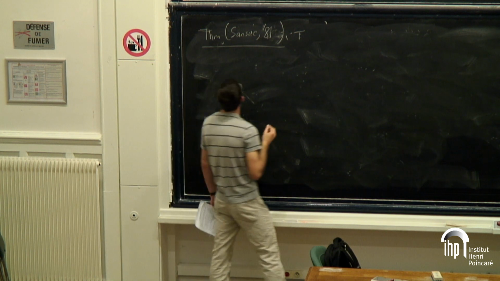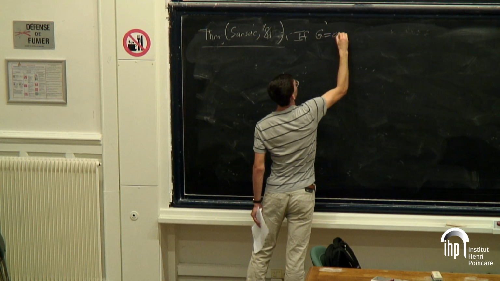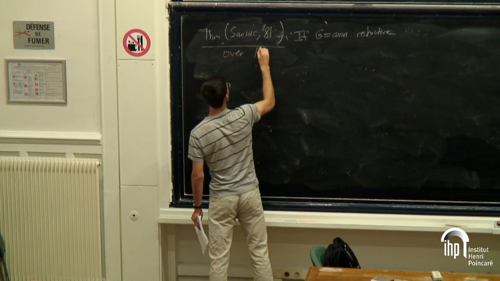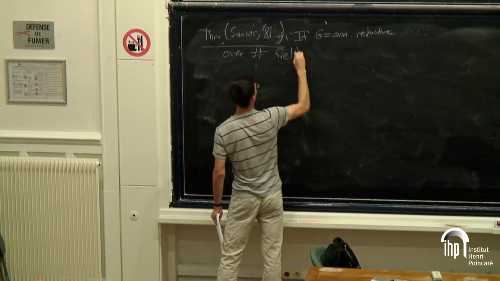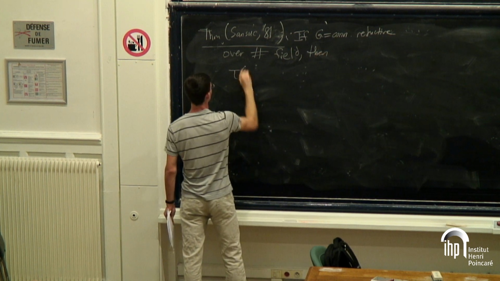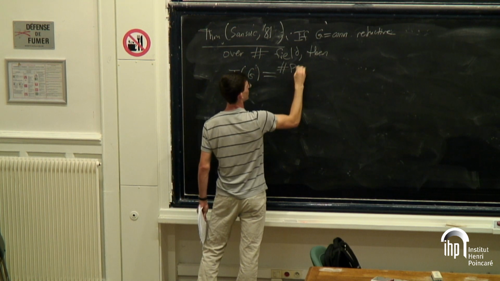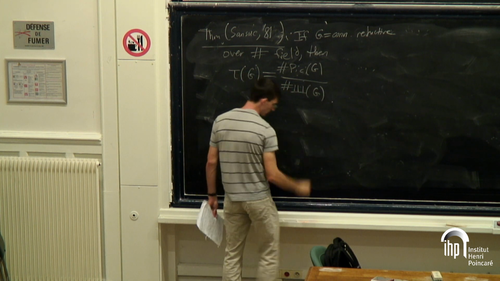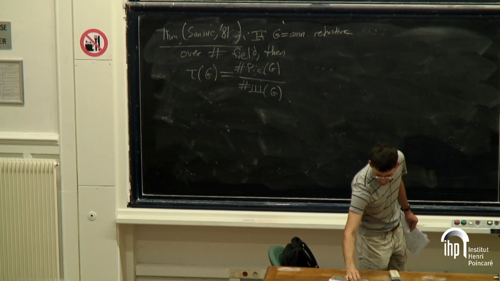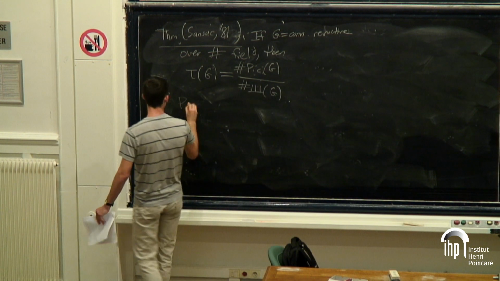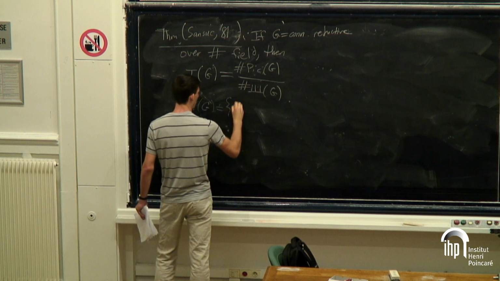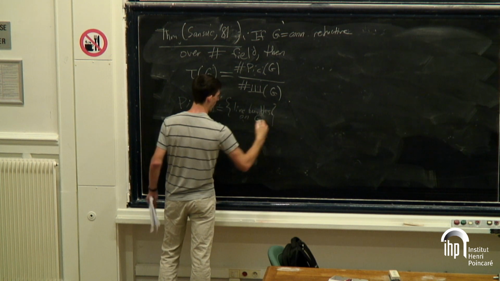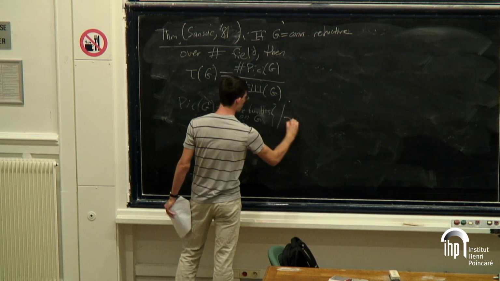OK, thanks. If G is connected reductive over a number field, then the Tamagawa number of G is the size of the Picard group over the size of the Tate-Shafarevich set, where, OK, many of you probably know what these things are, but I'll just define them. So the Picard group of G is, as usual, the group of line bundles on G up to isomorphism.